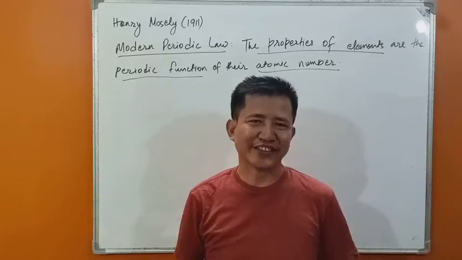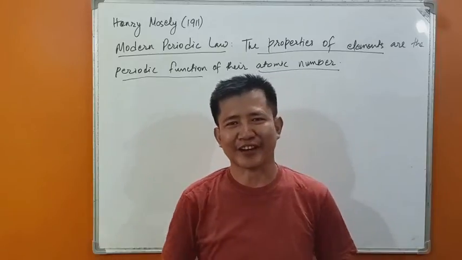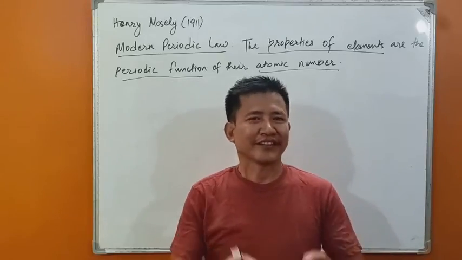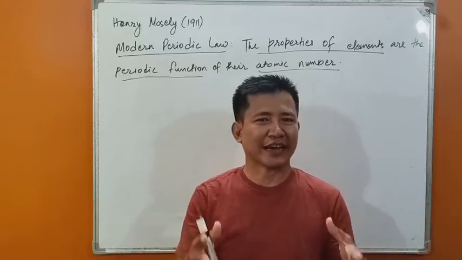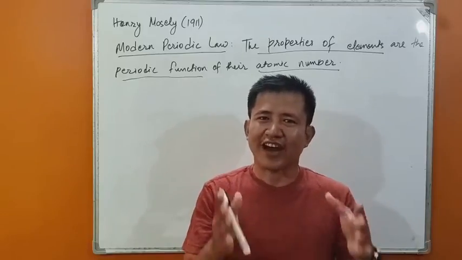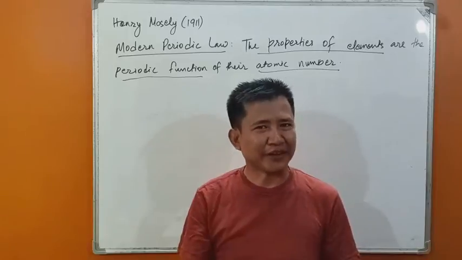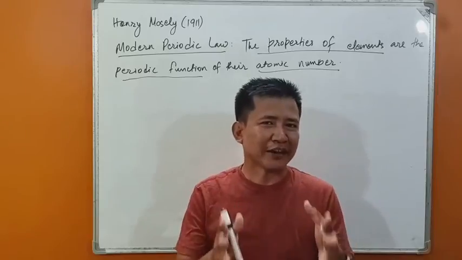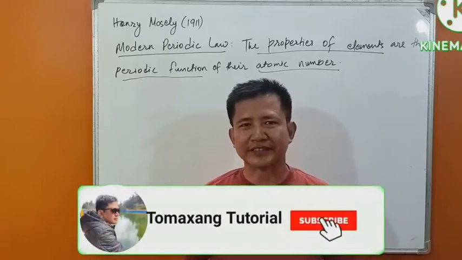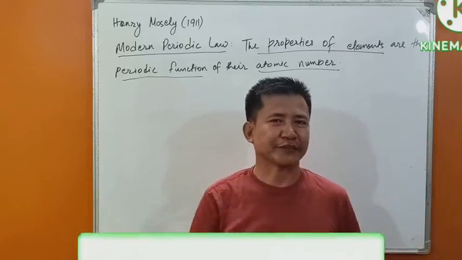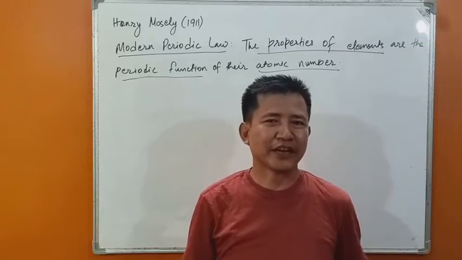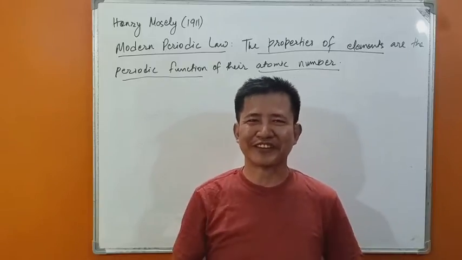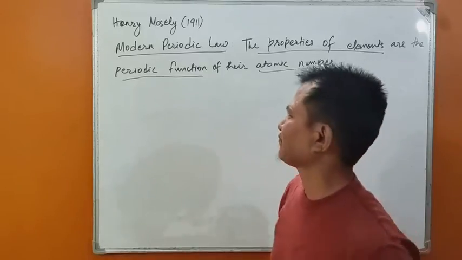Henry Moseley arranged the elements in the increasing order of their atomic number. When the elements are arranged in the increasing order of their atomic number, the elements having similar physical and chemical properties reoccurred after a fixed interval, or you can say the elements having similar physical and chemical properties fall under the same group. Now let's draw his modern periodic table and then we will understand better.